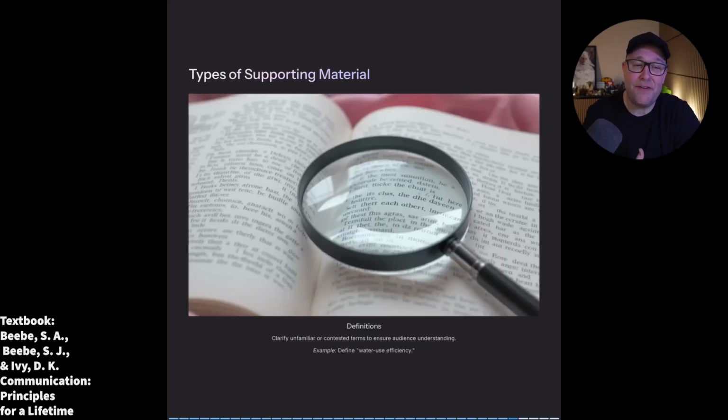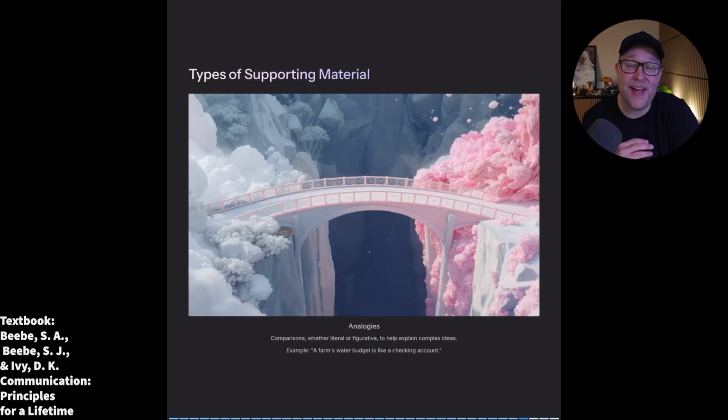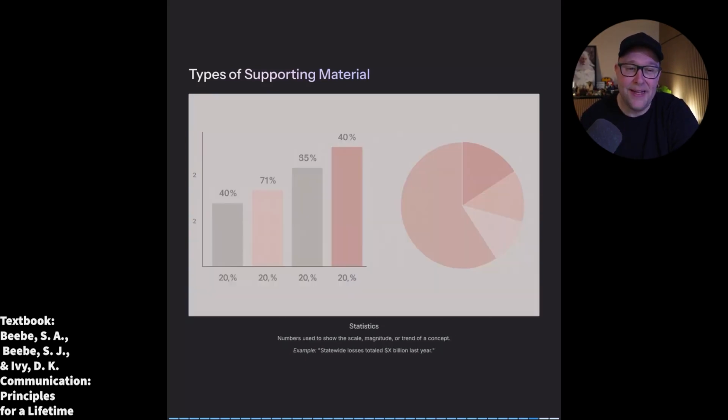Definitions clarify unfamiliar or contested terms to ensure audience understanding. For example, defining water use efficiency. Analogies or comparisons, whether literal or figurative, help explain complex ideas. A farm's water budget is like a checking account. Statistics are numbers used to show the scale, magnitude, or trend of a concept. Statewide losses totaled X billion this year.